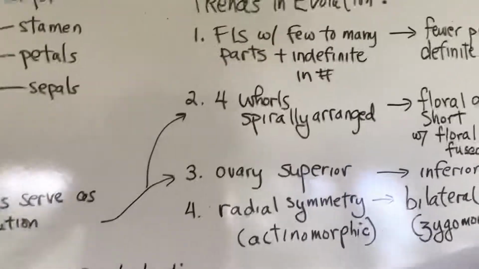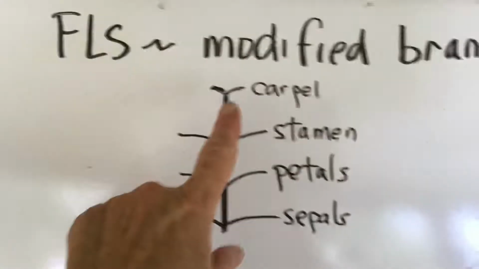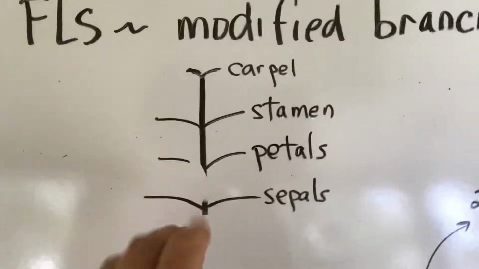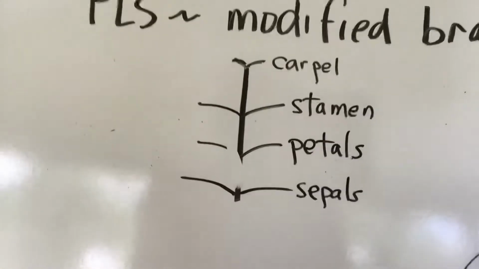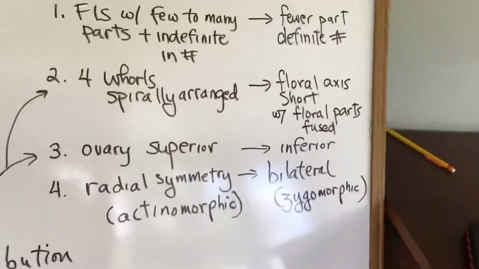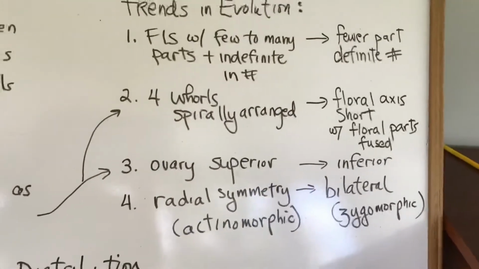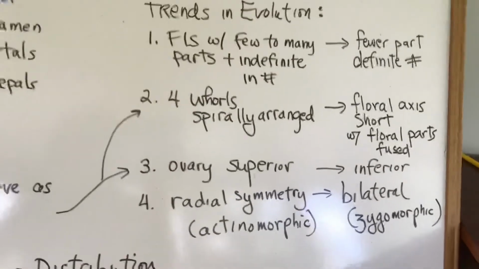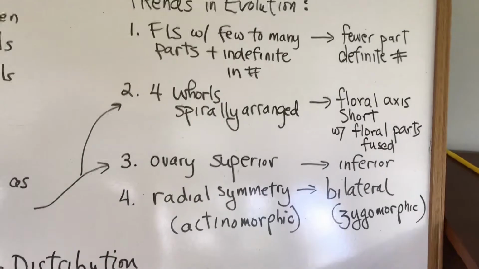The other thing is ovary superior versus inferior. Inferior would mean that this part is way down in, whoops, I erased it, way down in, and that would be also because the animals are visiting. So animals probably played a role in this evolutionary trend towards making the stigma and style below where the pollen is, so that the flower is more likely to get pollinated.